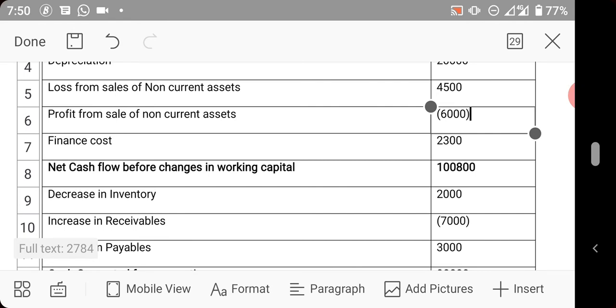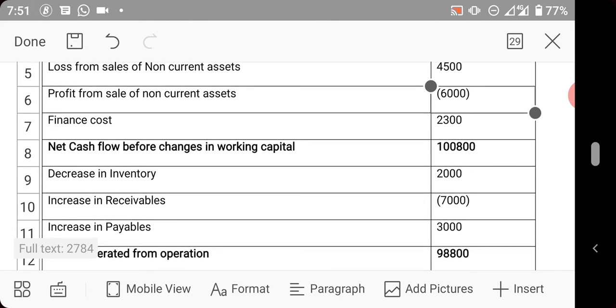Then finance cost, you must at all times at this point add your finance cost. So we now have net cash flow before changes in working capital.